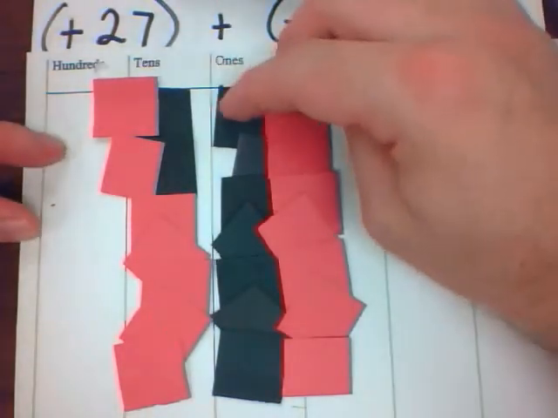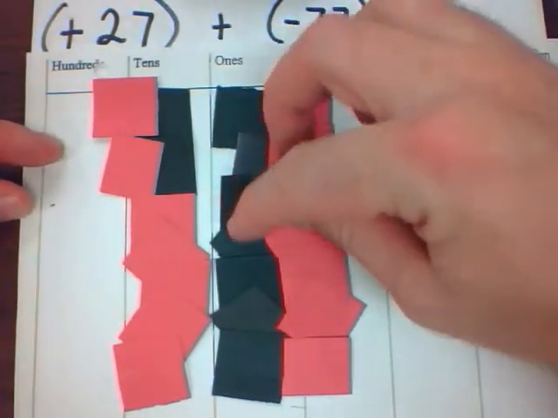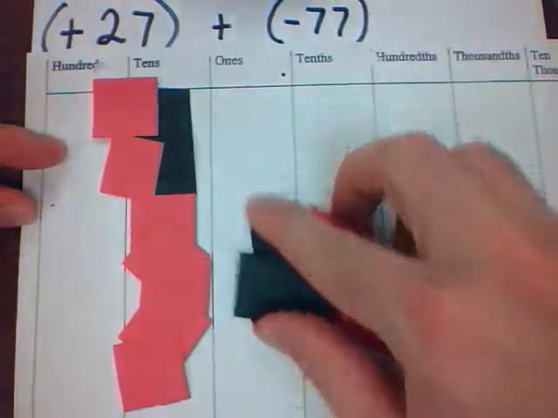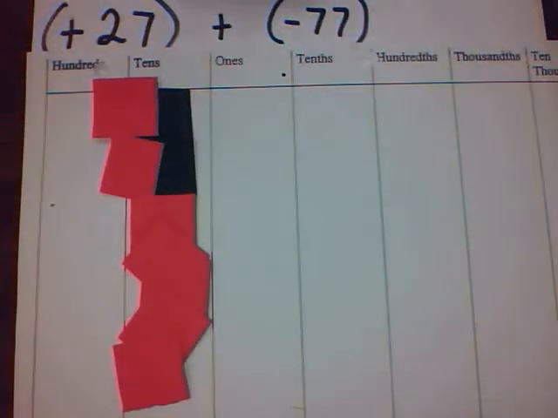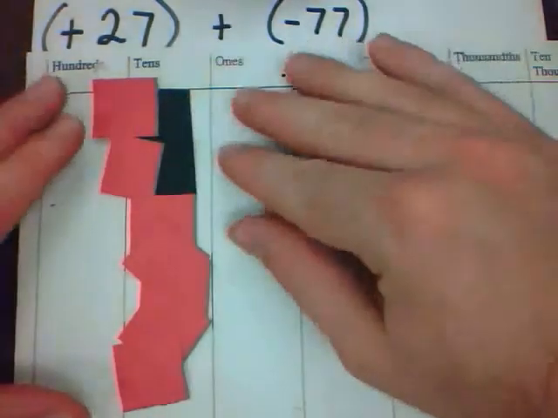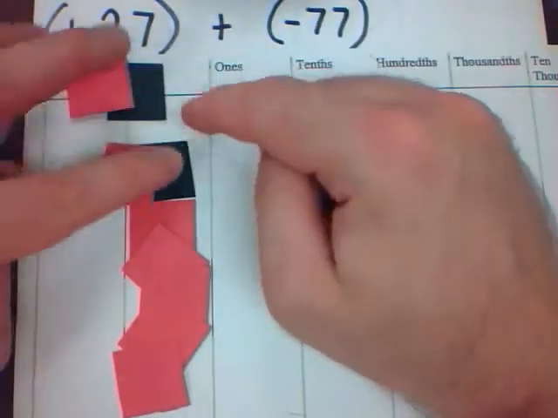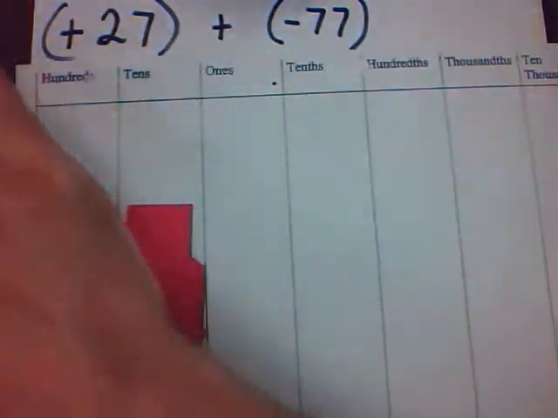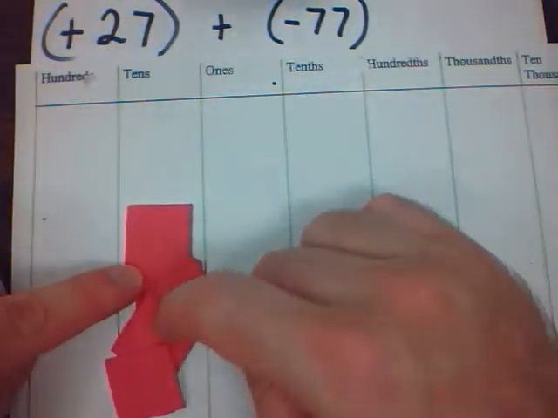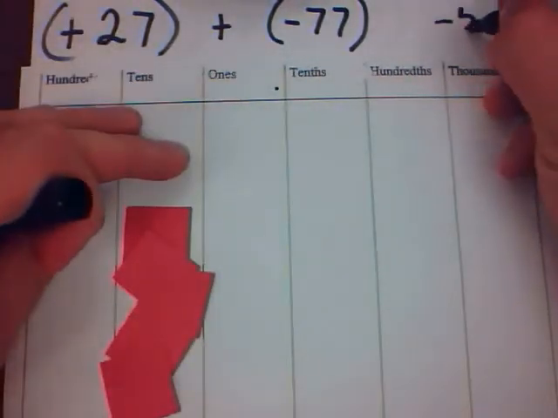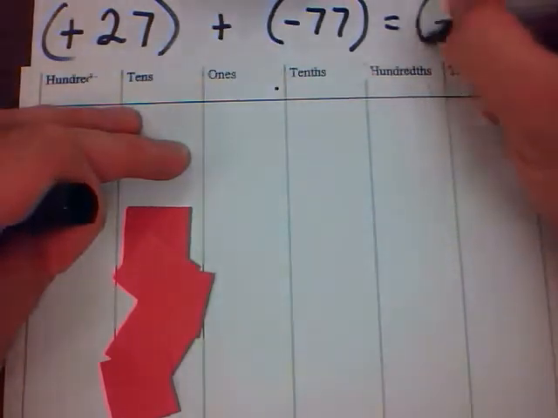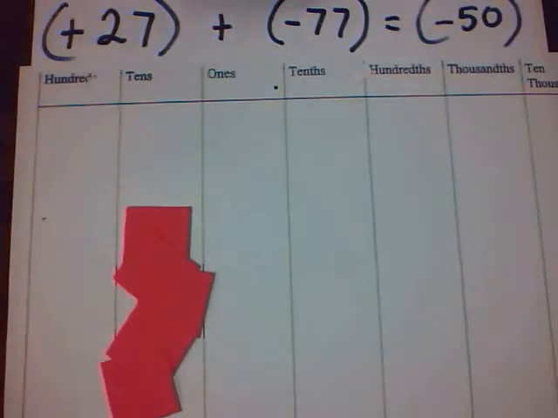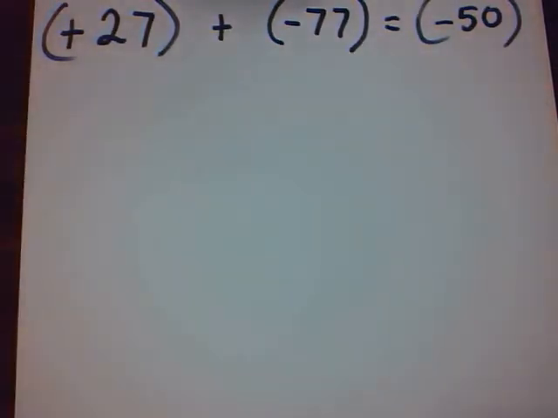Now, these cancel. Cancel, cancel, cancel, cancel. All the way down, all of those will cancel each other out. This column, this will cancel and that will cancel, leaving me with 1, 2, 3, 4, 5 tens, which are negative. In other words, the answer to that question is negative 50. Next example.